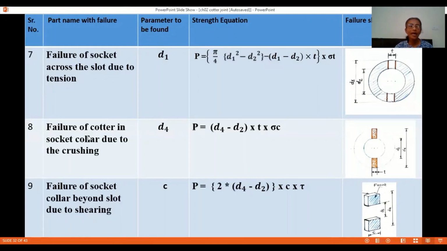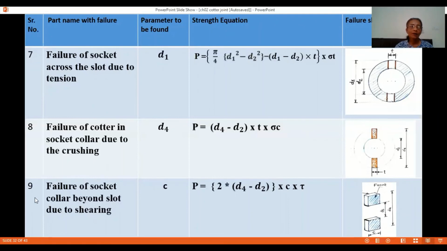Eighth step is failure of cotter in socket collar due to crushing. We can see the failure sketch from here. And with the help of this, again we can make the strength equation. P is equal to d4 minus d2 into t into sigma c. Here the area is rectangular, which is a hollow rectangle. From this equation, we can find the minimum outer diameter of the socket collar, which will resist the crushing failure.